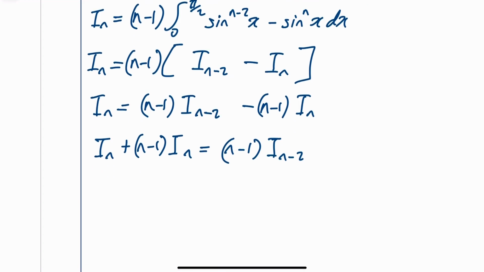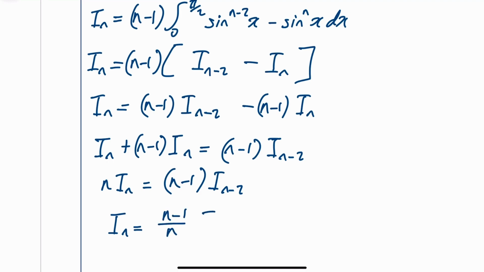When you multiply it out, you're going to have In plus n minus 1 times In, which works out as n times In is equal to n minus 1 times I(n minus 2). And then your last line of working out here, you're going to have In equals n minus 1 over n times I(n minus 2). And this is valid, again, for n greater than or equal to 2, because the lowest you can go is I0. And that's it. Okay, excellent. We've done our reduction formula.